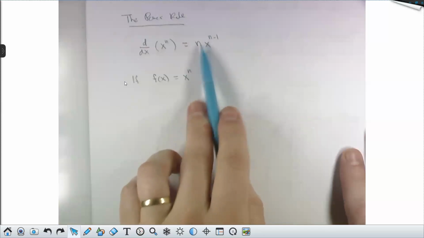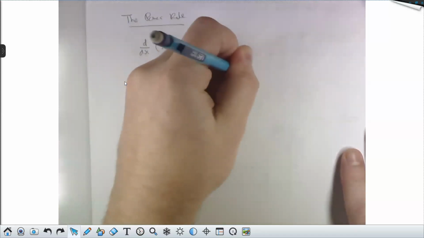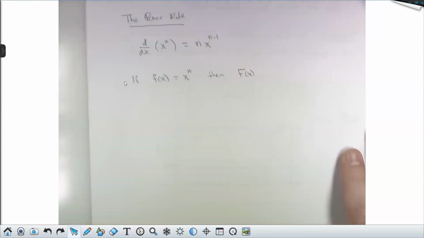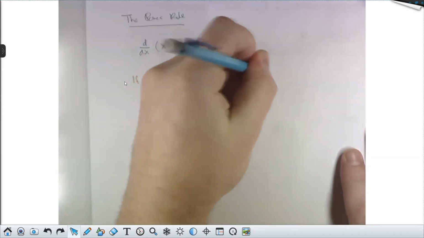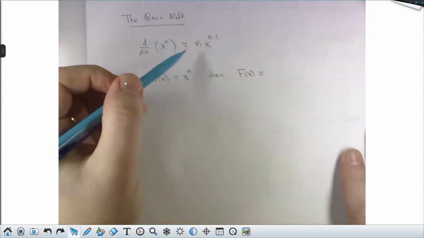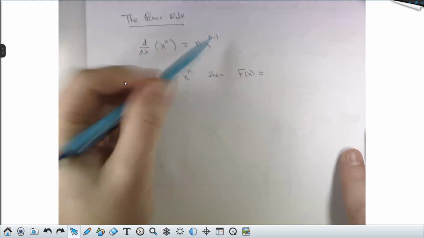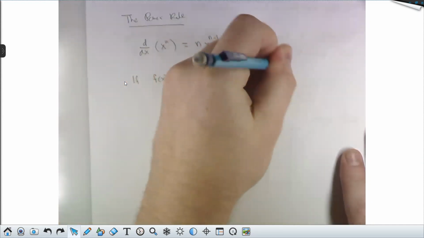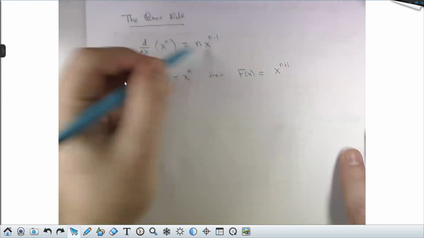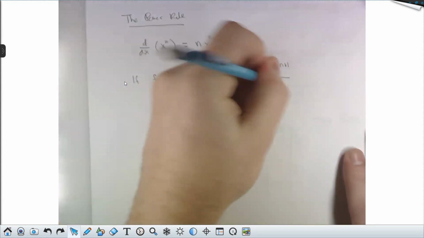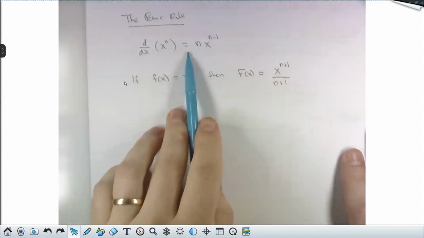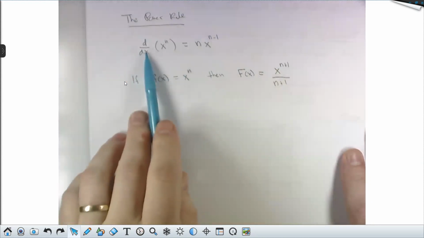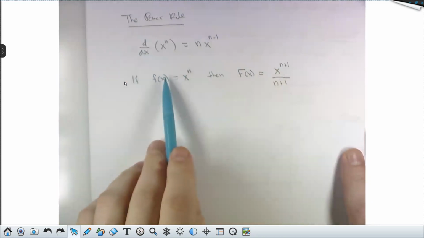Instead of reducing the power by 1 and multiplying by the old power, then an antiderivative, and we always use capital F or a capital letter for the antiderivative of little f, or the little letter here. If I want to undo the differentiation process, I want to go backwards through something like this, rather than reducing the power, I increase the power by 1. And rather than multiplying by the old power, I divide by the new power. It's exactly the backwards version of this. So this is the differentiation power rule. This is the anti-differentiation power rule.